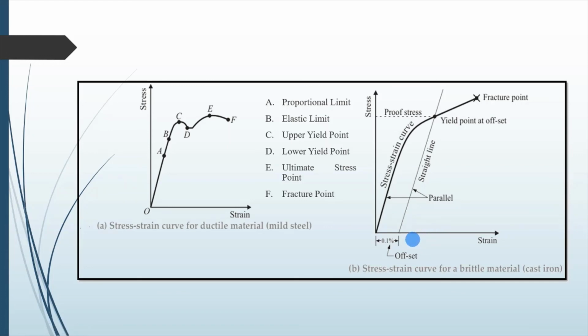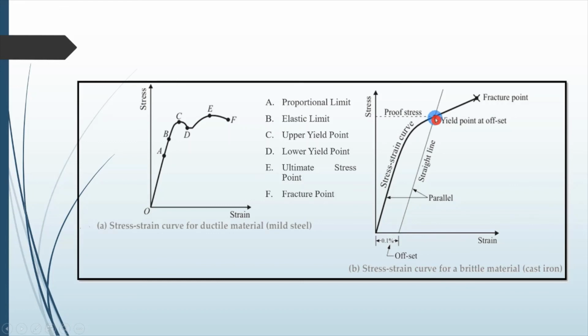But for design we need some value of the yield point or some value of strength. For design purposes we need to find that value of strain, so that value will be calculated by using this line here. A 0.1 to 0.2% offset is taken and a parallel line is plotted to the stress strain curve, and whenever that parallel line intersects the stress strain curve, that point is called the yield point at offset.